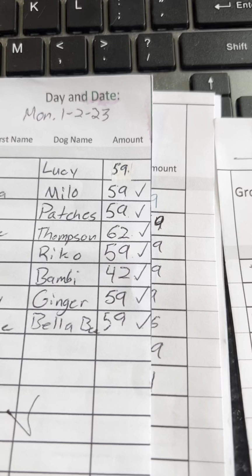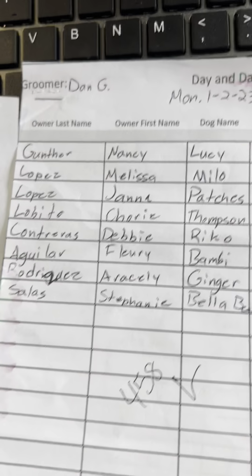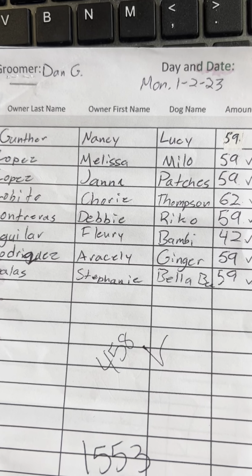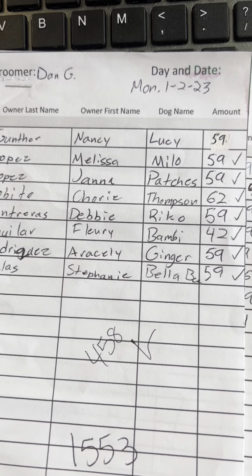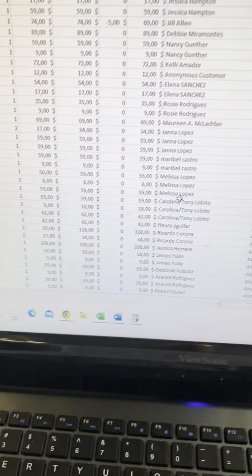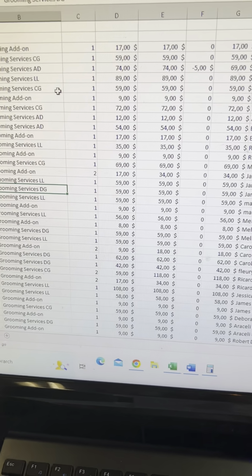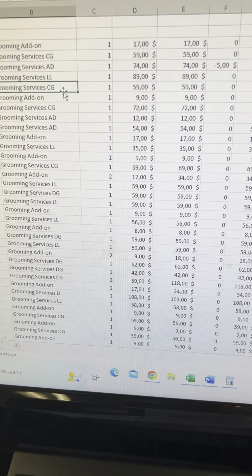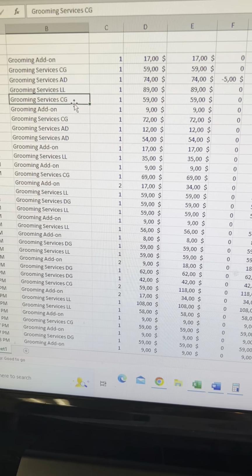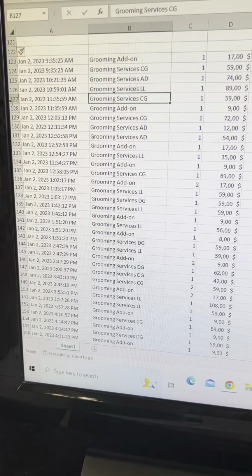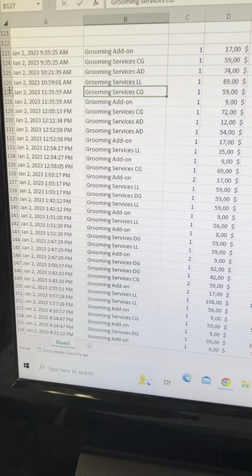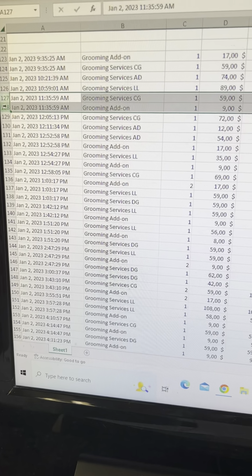Once I have checked all of them off, I can see right here that Nancy Gunther is not checked off. And so I'm going to go find Nancy Gunther, in this case right here, and I'm going to see that she was rung up under Katrina. So the first thing I'm going to do is I'm going to highlight her. Oh, no. I'm going to highlight both of these.